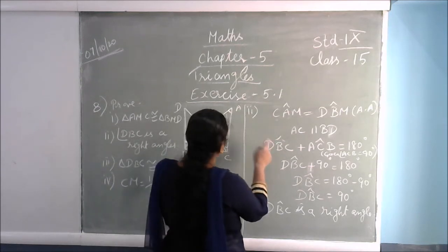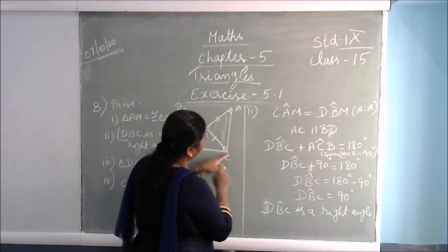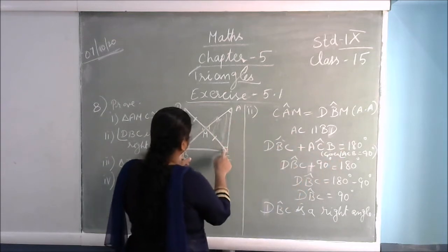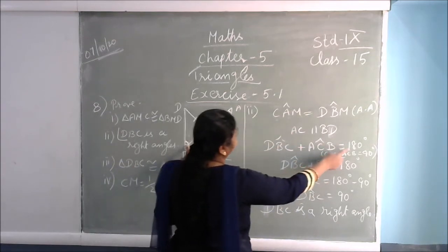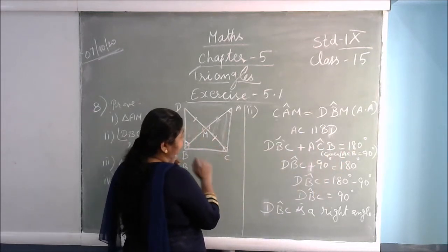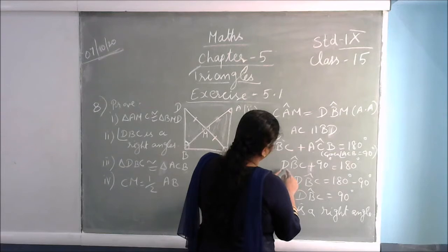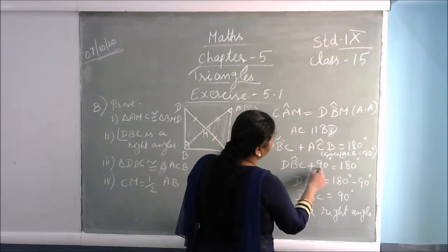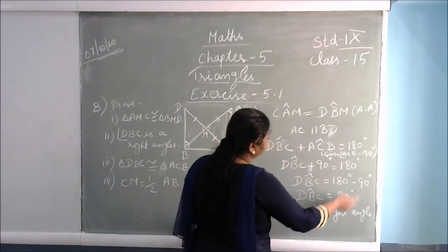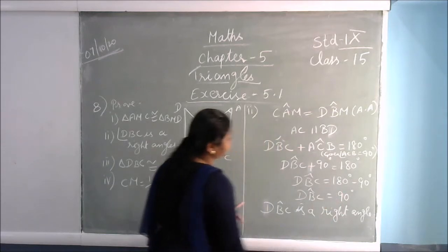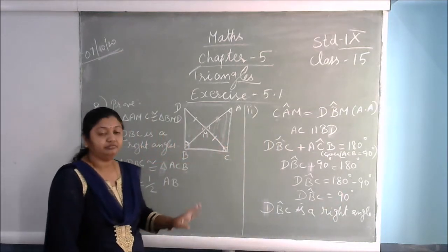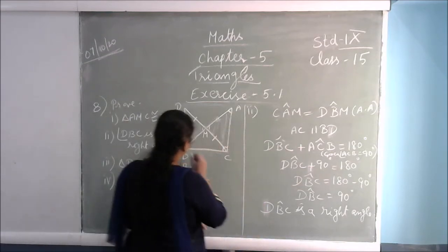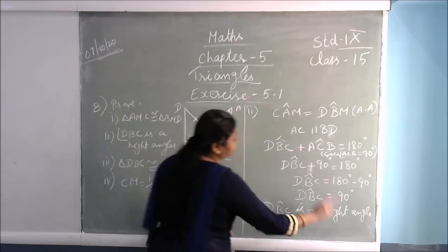So in DBC plus ACB is equal to 180 degree. This angle and this angle make 180 degree, because this is a straight angle. So for DBC you have to prove that this is a right angle. Already this one, 90 degree, they have given. So 90 degree plus DBC is equal to 180 degree. So 90 will go to that side, then DBC is 90 degree. What is the meaning of 90 degree? If the angle is 90 degree, then it is a right angle. So automatically DBC is a right angle.